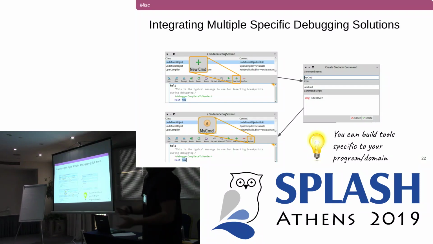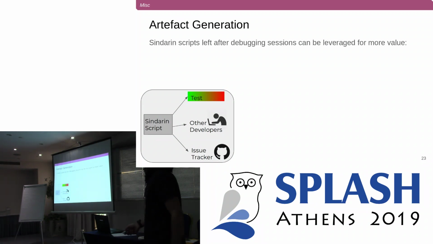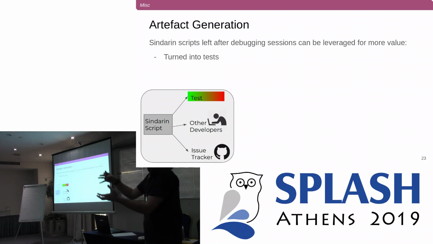So that means you can add commands to your debugger that are specific to you. For example, if you want a command that steps until you're on an instance of the file class, then you write this, and then your debugger has this button, which means you can build tools that are specific to your program or your domain. Another thing that's cool is that once you have a Sindarin script, you can do more with it. You can turn it into a test, for example, because when you have written a script to reach a point in execution and check something like the values of a variable, well, that's a test. You take the script, put it in a test with an assert, and bam.